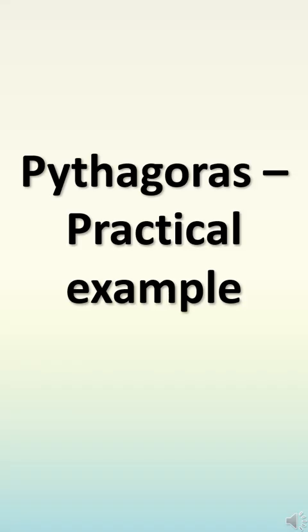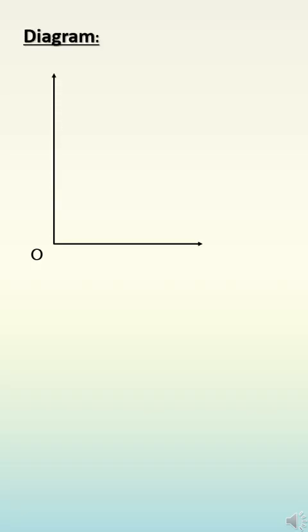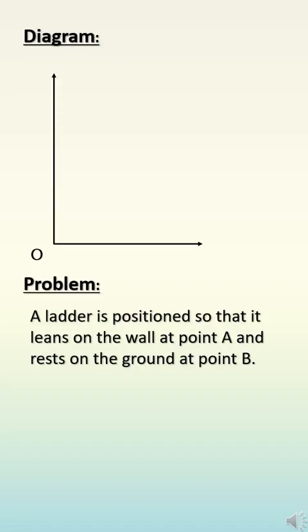Here's a practical problem requiring Pythagoras. Here's a diagram of a ladder. The problem is a ladder is positioned so that it leans on the wall at point A and rests on the ground at point B. That's the blue line segment.